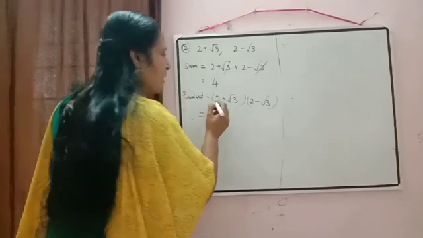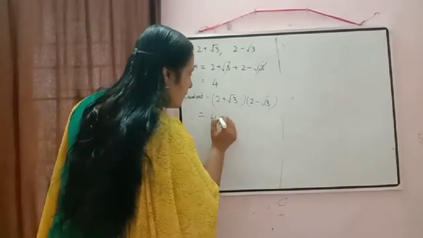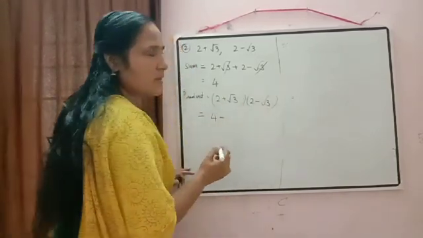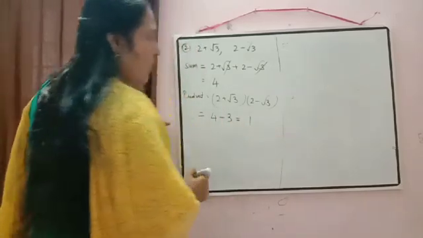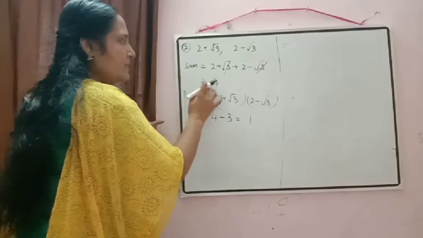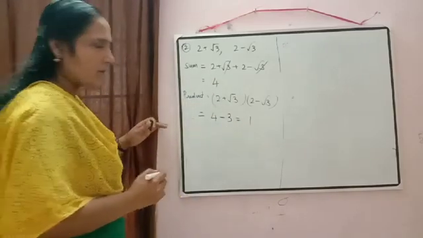A plus b into a minus b is, yes, a square minus b square. Then what will come? 2 square is 4, minus root 3 square. Root 3 square is 3 only. Then we will get 4 minus 3, which is 1. Okay, so we got the sum is equal to 4 and the product is equal to 1.